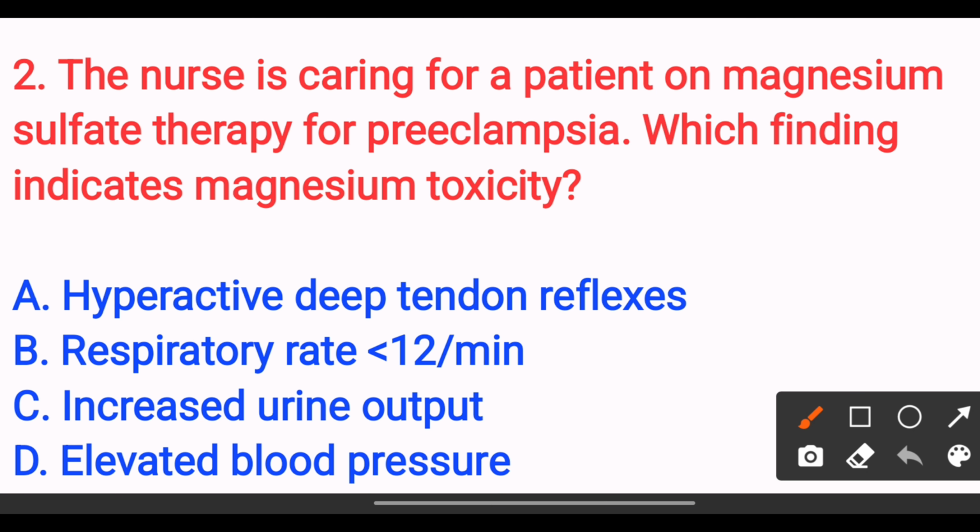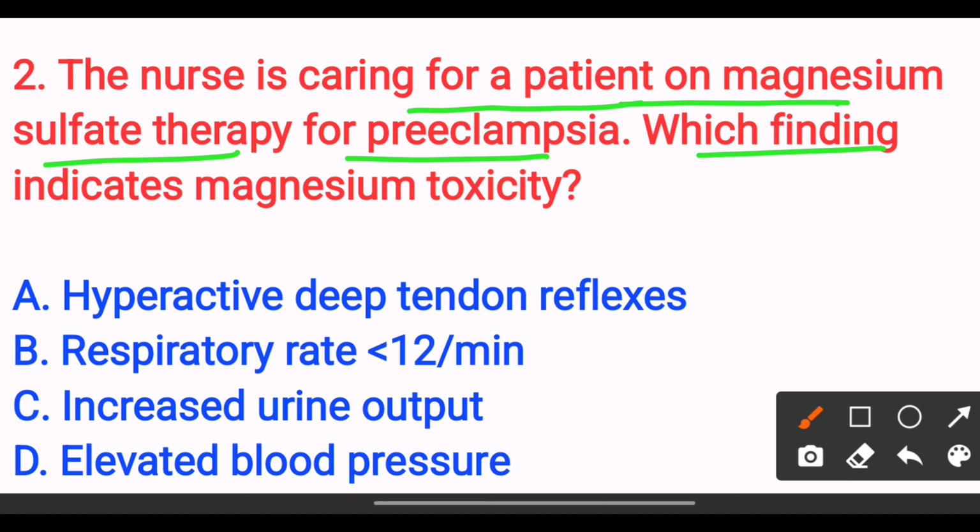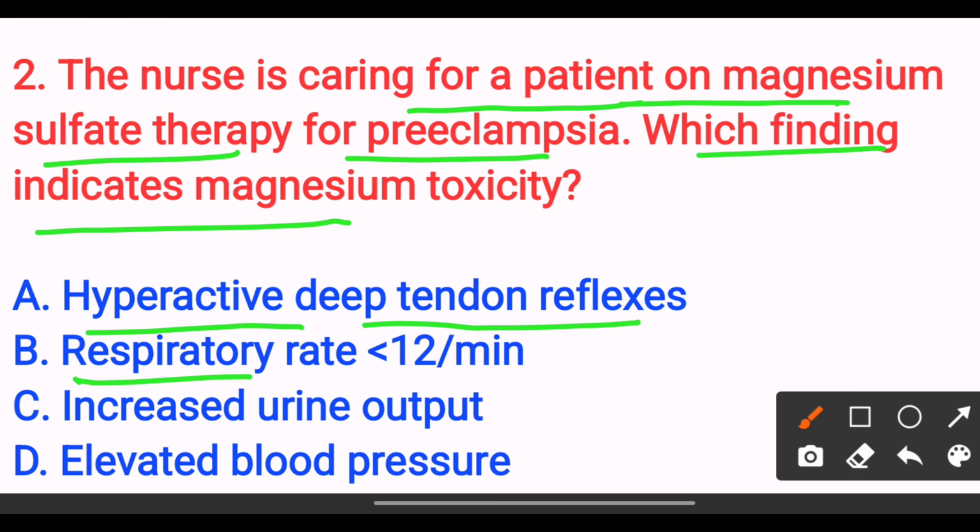The nurse is caring for a patient on magnesium sulfate therapy for preeclampsia. Which finding indicates magnesium toxicity? Option A, hyperactive deep tendon reflexes. Option B, respiratory rate less than 12 per minute. Option C, increased urine output. Option D, elevated blood pressure. The answer is option B, respiratory rate less than 12 per minute.